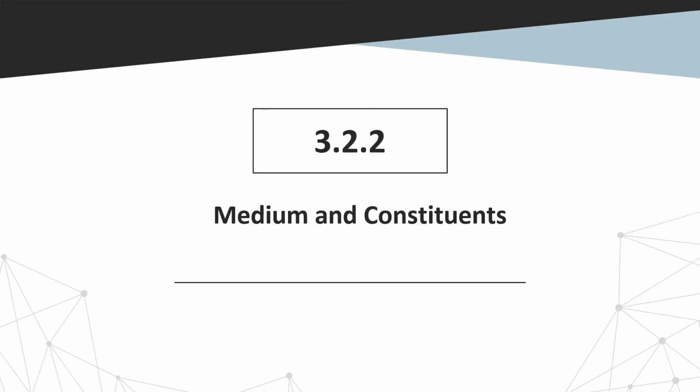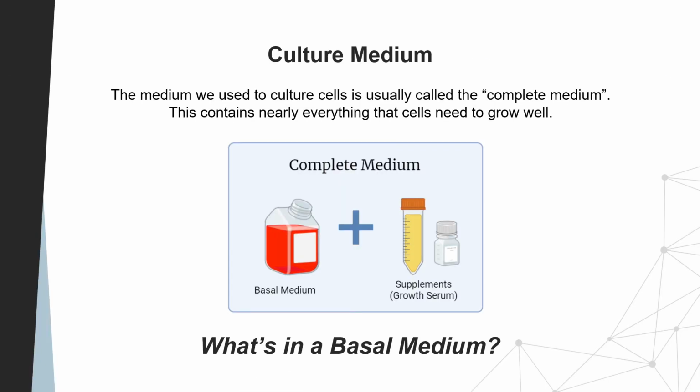Hello students, this is lecture 3.22 covering medium and constituents. So what is a culture medium? A culture medium is the media that we use to culture our cells, and it is also called the complete medium. Why is it called a complete medium? Because it basically contains nearly everything that cells need to grow well.